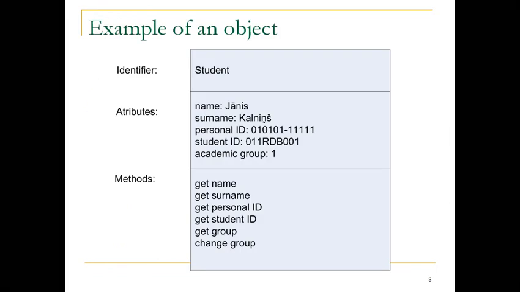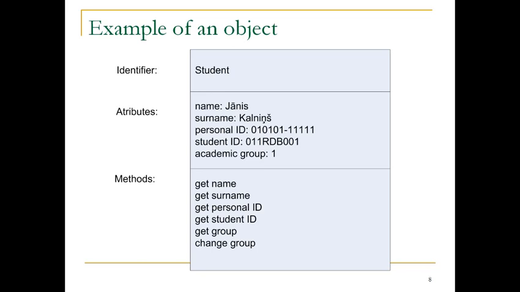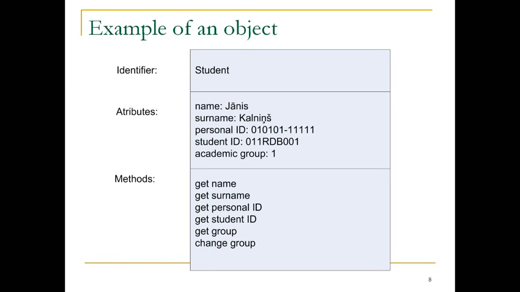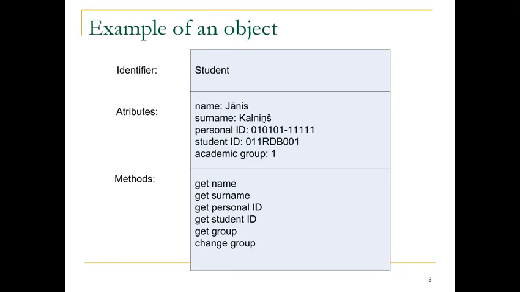And if you look at the example of an object, here the identifier could be student, and here appears its value. Name Jan, surname and so on. And the methods are the same as in the class. For example, this method could be used to change a student's academic group. Probably the parameter would be the new number of the group.